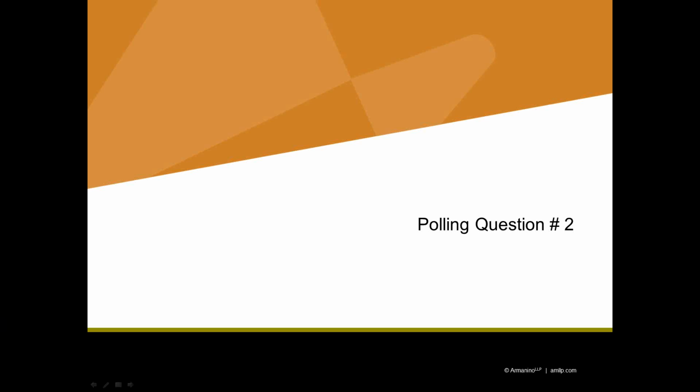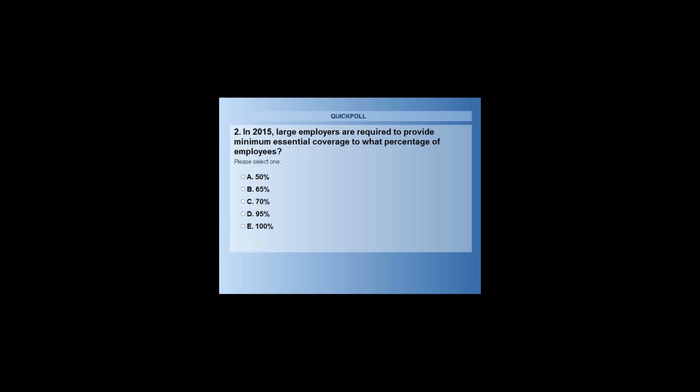Thanks, Susan. So as a quick transition into large employer requirements, hopefully we'll see if you know the answer to this. In 2015, large employers, which are those with 100 or more full-time employees or equivalents, are required to provide minimum essential coverage to what percentage of employees? Is the answer A, 50%, B, 65%, C, 70%, D, 95%, or E, 100%?